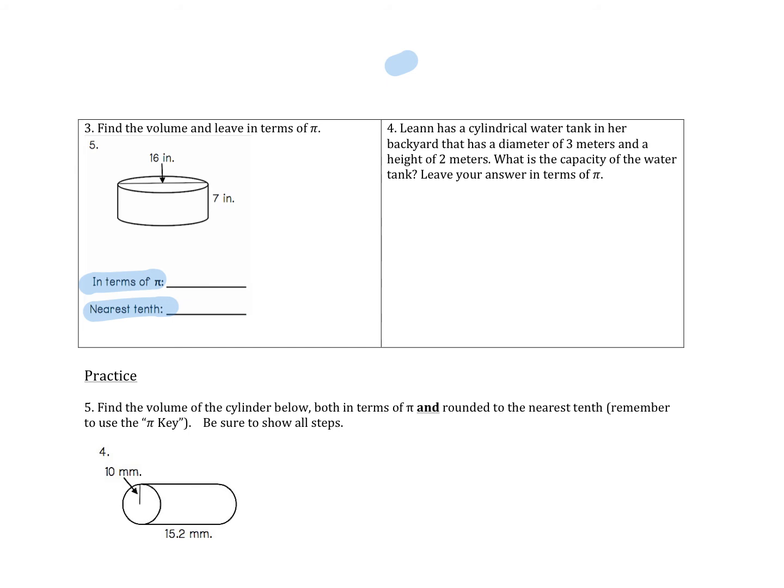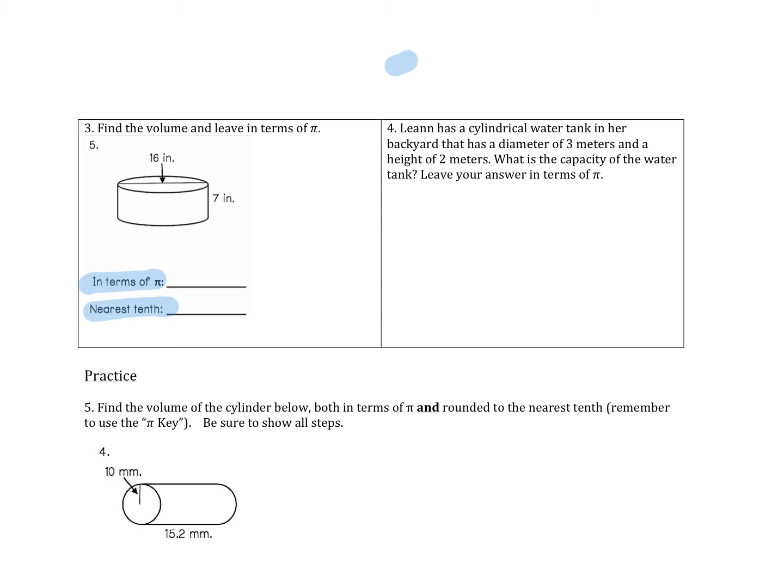For number 4, you're going to notice it's a word problem. It says Leanne has a cylindrical water tank in her backyard that has a diameter of 3 meters and a height of 2 meters. It might be helpful for you to draw a little sketch of that. What is the capacity of the water tank? And at the beginning of volume, we mentioned that capacity is another word for volume. This asks you to leave your answer in terms of pi. So when it does say in terms of pi, you can actually complete the whole problem. You don't really need to use the pi key because we leave our symbol in the answer.